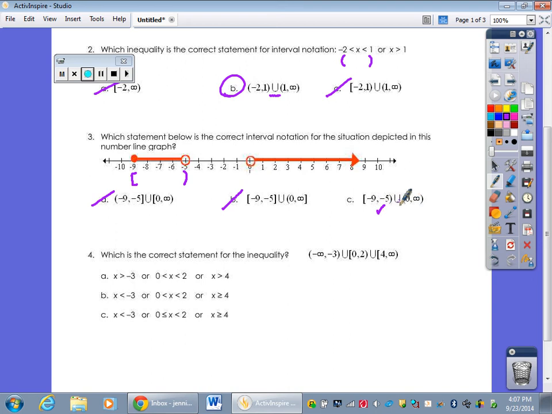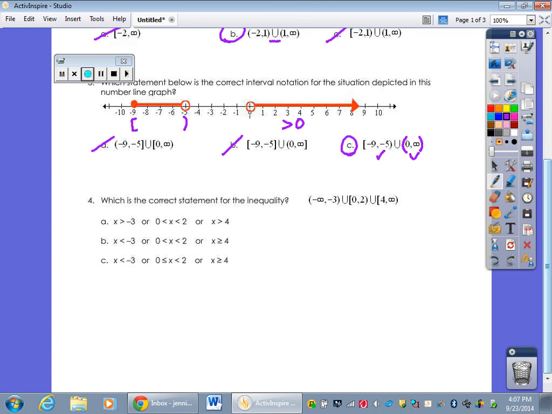And then when we do the union, we want everything greater than 0, which means we want to go from 0 all the way to infinity. And since it's a greater than with no equal to underneath, we want a parenthesis here, and then infinities always have parentheses. So C would be the answer, because that works too.